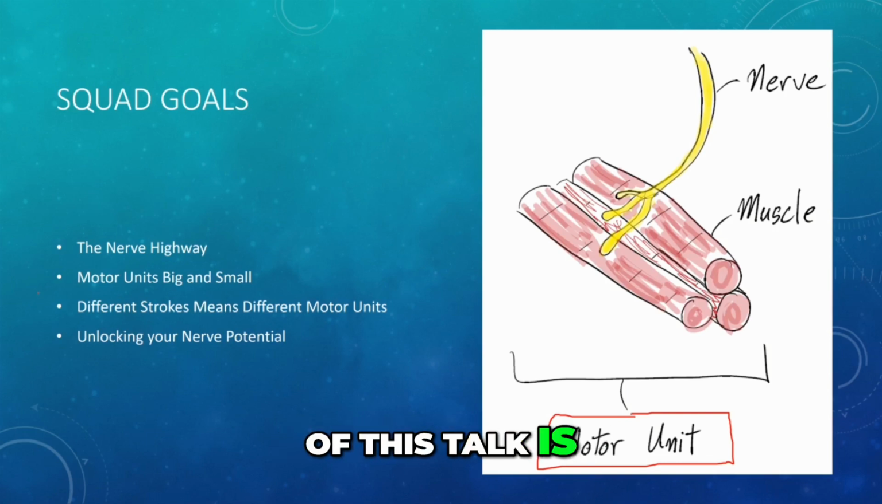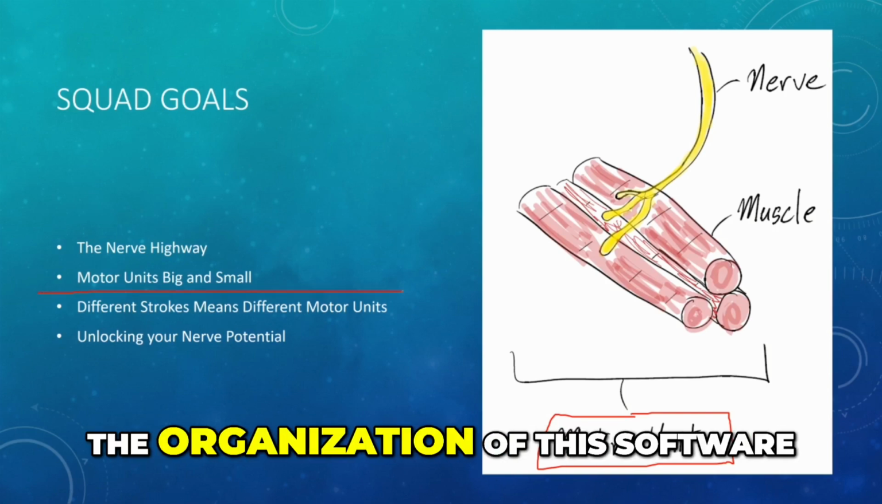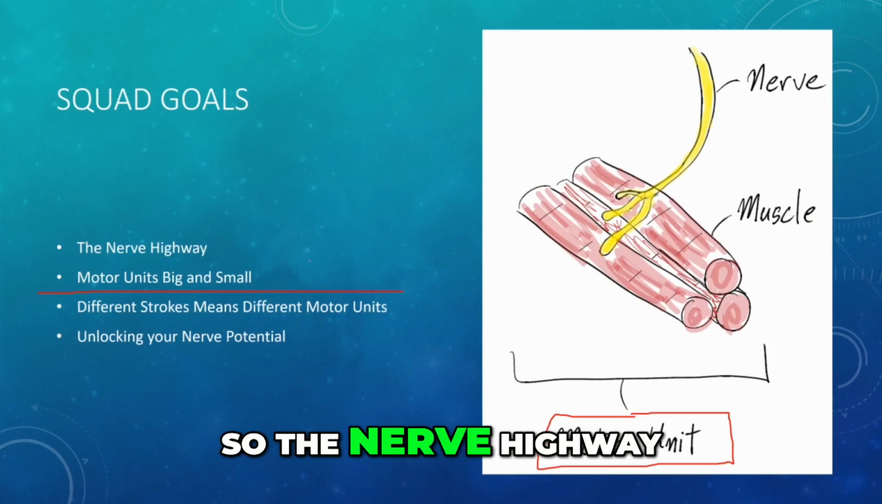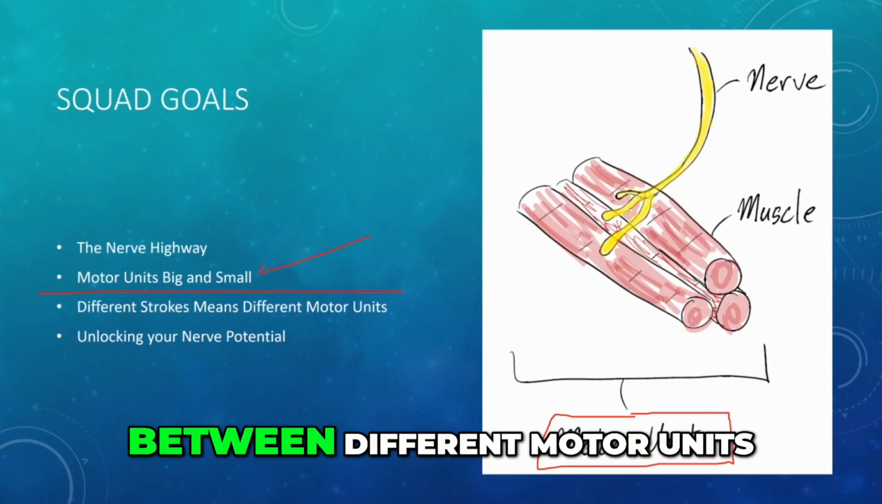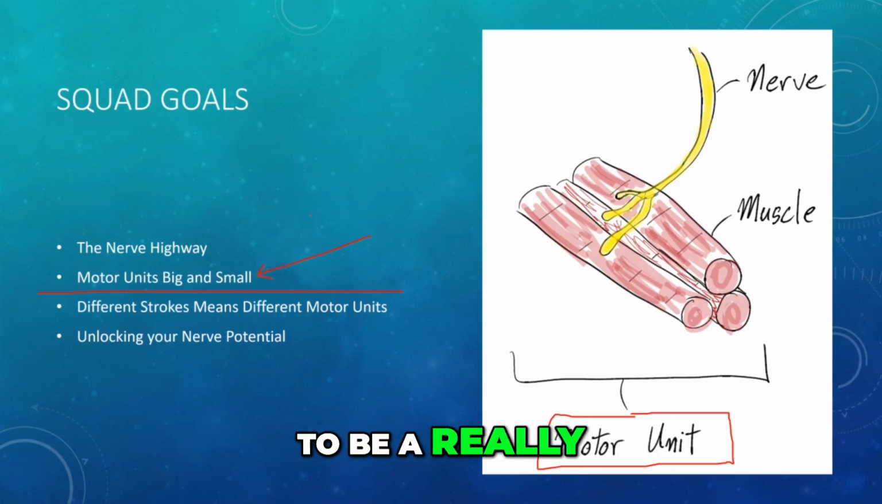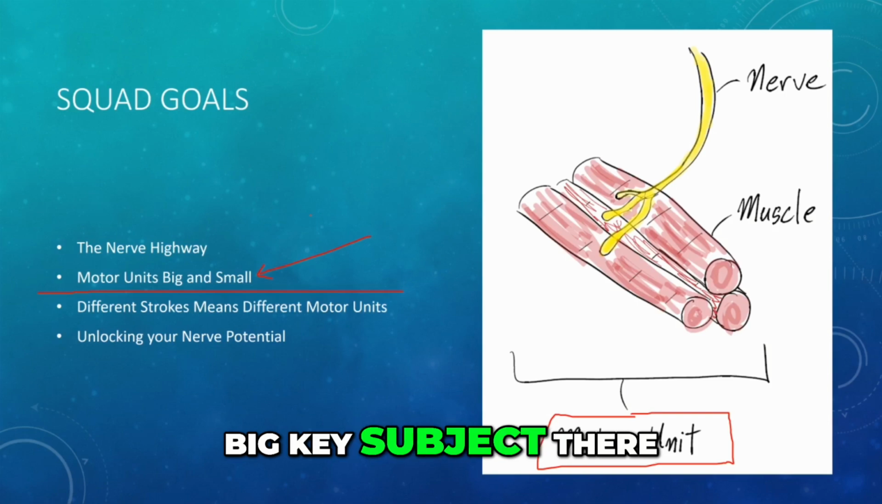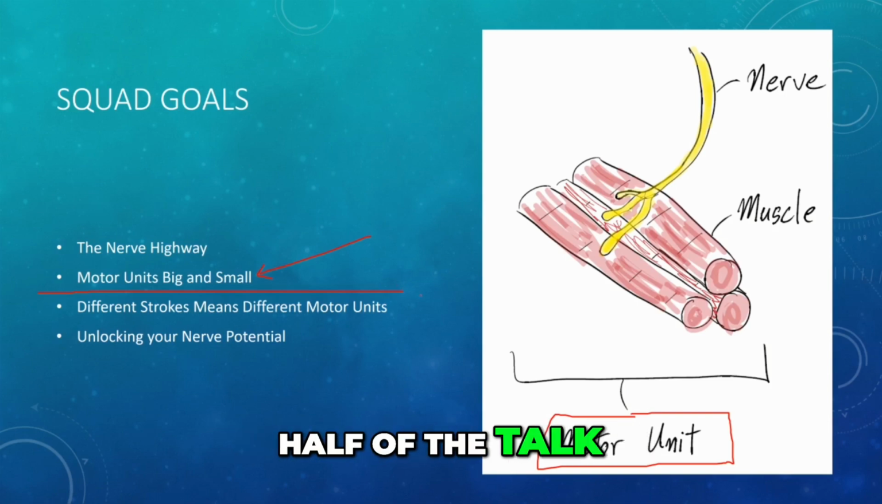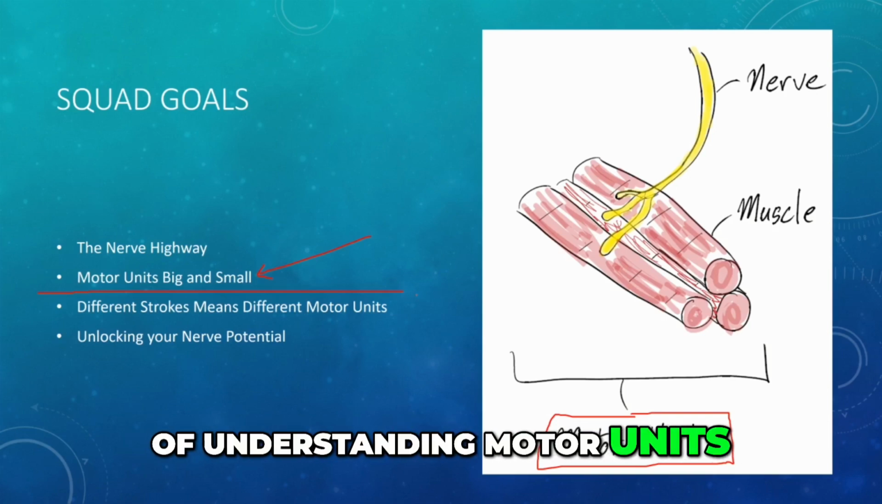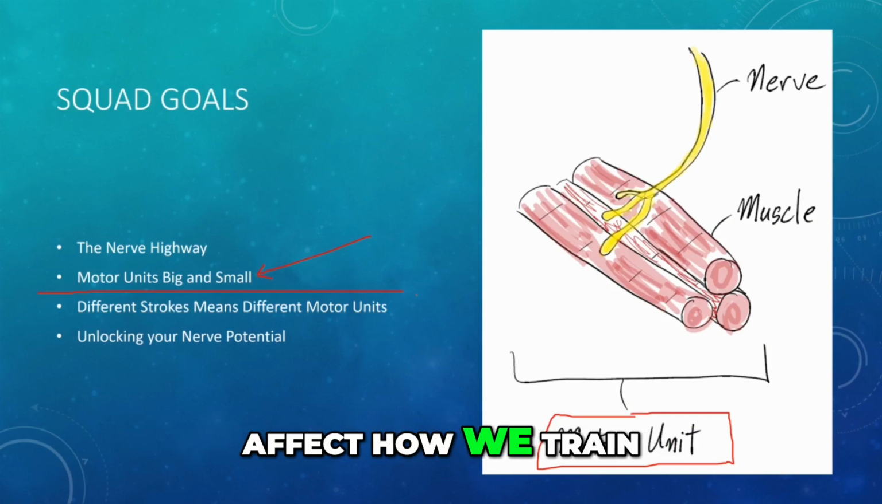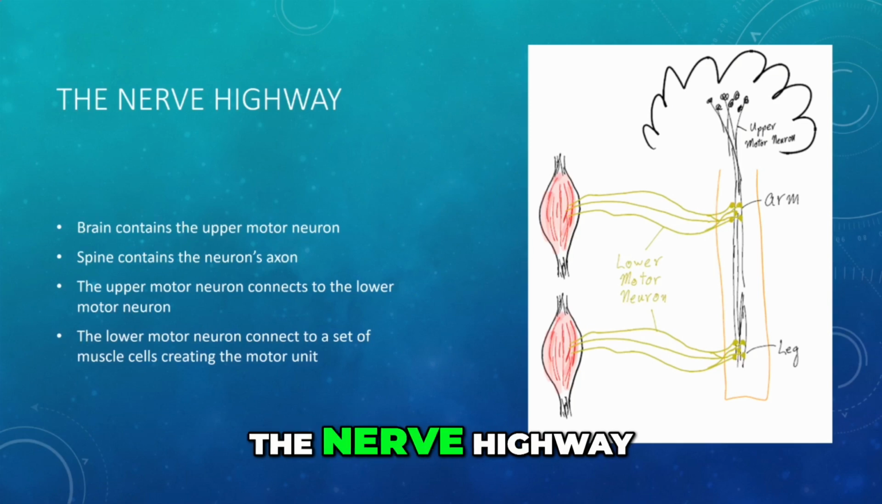So the first half of this talk is going to be focused on the organization of this software, so the nerve highway getting a signal from the brain to the muscles, and also the differences between different motor units. This is going to be a really big key subject there. And then the second half of the talk, we will try to bring it back down to the pool deck, talking about how we can use the concepts of understanding motor units and their organization to affect how we train and how we race.